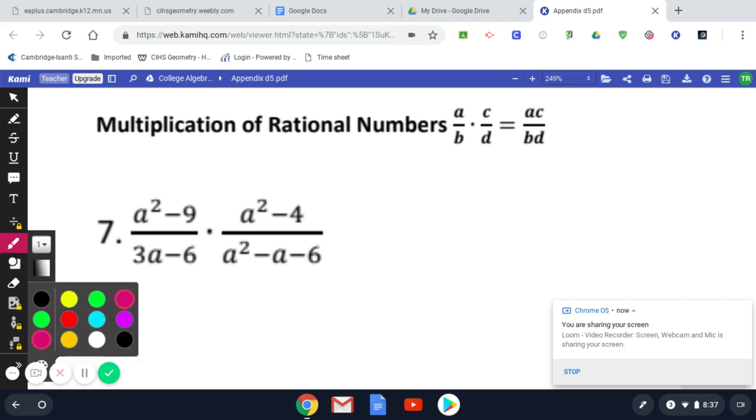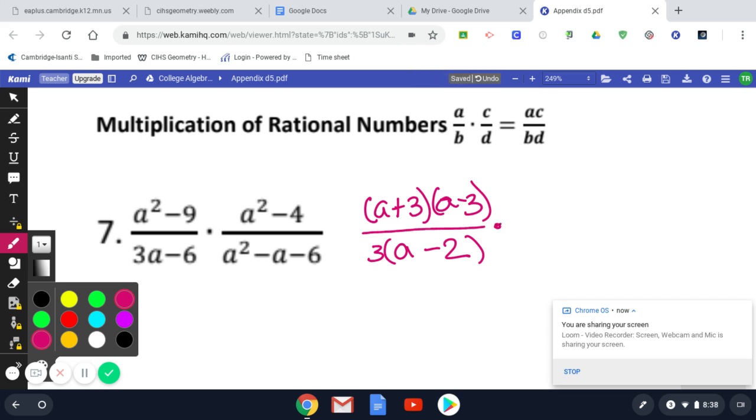I'm going to factor this first, the a squared minus 9. That's the difference of squares. So that's a plus 3 and a minus 3. Okay. And on the bottom, I notice that I can factor a 3 out. So then that's a minus 2. On the second part, I have a squared minus 4, which is, again, the difference of squares. So a plus 2 times a minus 2.